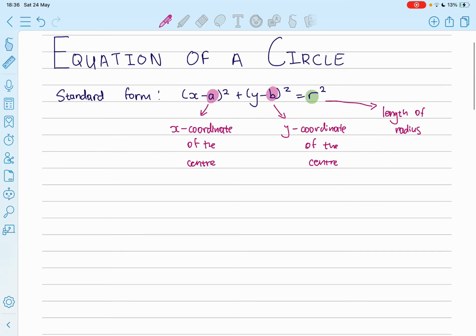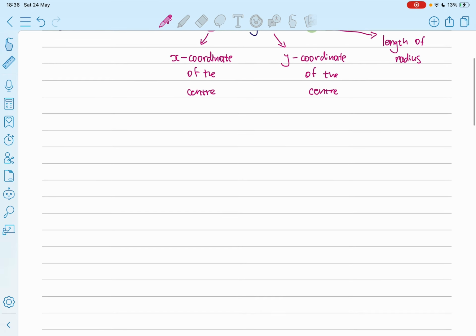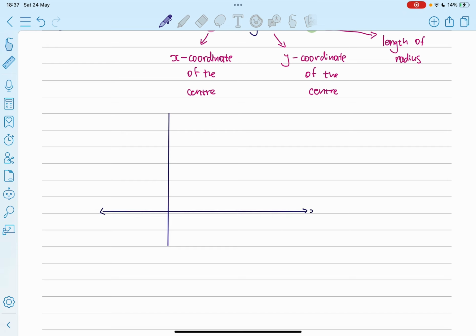Okay, so let's sketch a circle to see what that would look like and how that then translates to the equation. So let's draw it in blue. That's our x-axis over here, x and y. You must always label your axes, and then that's 0. Let me now draw a circle over here.